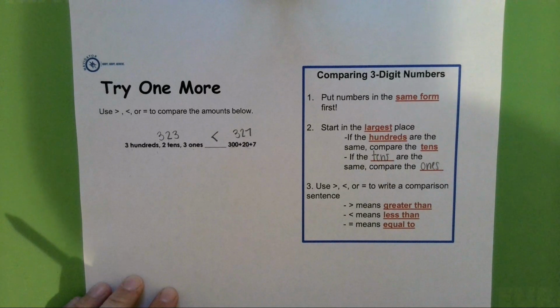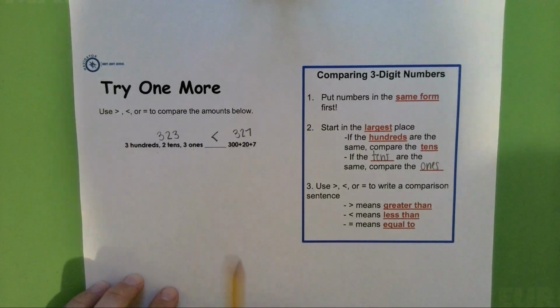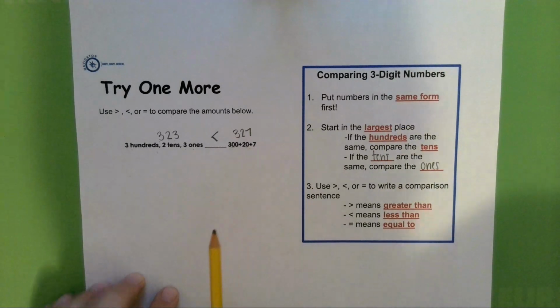What symbol would we use if the ones place was also the same? Say it out loud. I bet you said we would use the equal sign. And you're right. If the hundreds, the tens, and the ones are all the same when we compare 3-digit numbers, that means the amount is equal, so we would use the equal sign to compare.